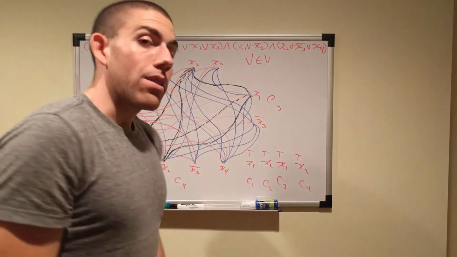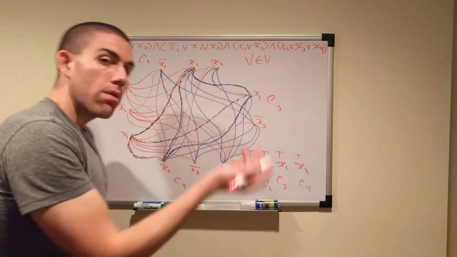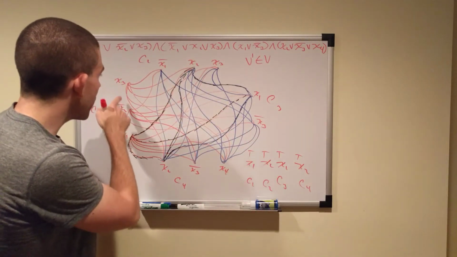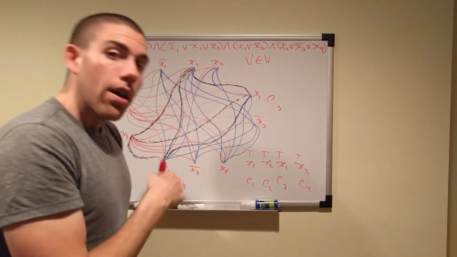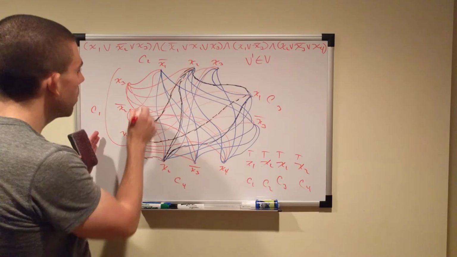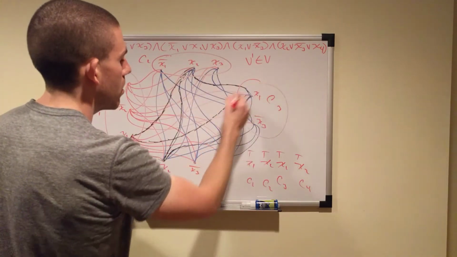But it tells us something else as well. So remember the rule that you cannot have edges between vertices from the same clause. So in a certain sense, it's like we're treating every clause as a vertex.